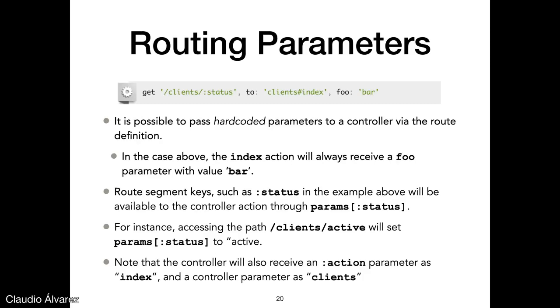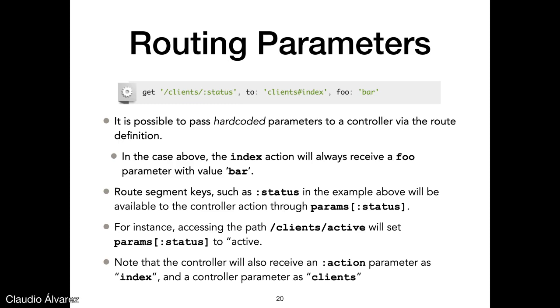Good. There are some other ways to pass parameters to controllers, for instance, using routing. Here you got a route definition in which the path is client status. Status is a variable field. You can put there, I don't know, a scalar value, right? And that will map to the client's controller index action. And the third parameter, fooVar, is a routing parameter, as it's called.